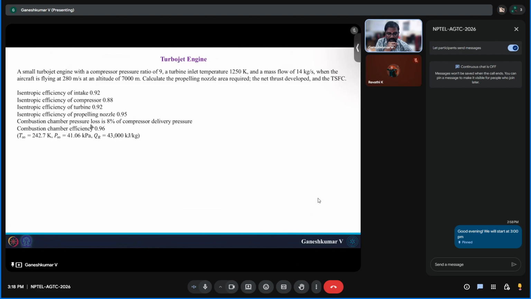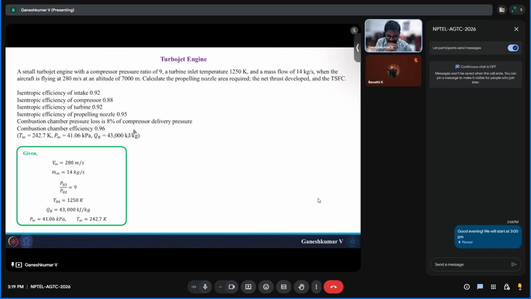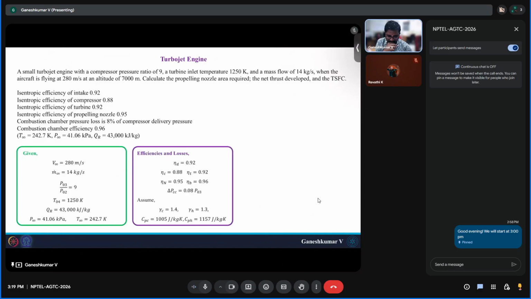The combustion chamber pressure loss is 8% of the compressor delivery pressure, which means whatever the pressure rise that the compressor has given, 8% of that is going to be lost in the combustor. And the combustion chamber efficiency is 0.96. Okay. So these are the given parameters, and the efficiencies and losses are these.